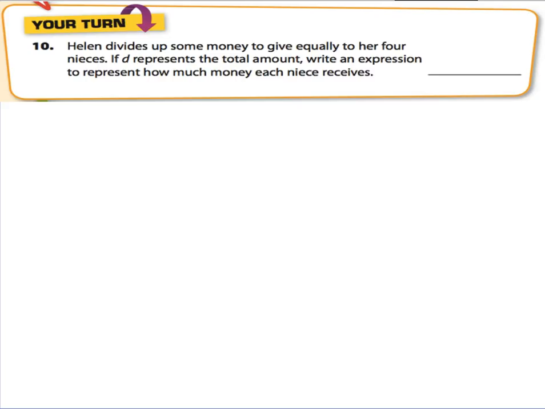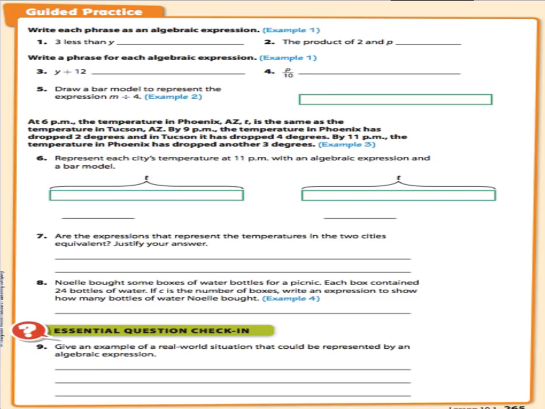All right, so doing this, you are going to write an expression to represent how much money each niece receives. And you know that Helen divides, so that tells you right off the bat you're going to divide, and she wants it equally for her 4 nieces. If D represents the total amount, write the expression. The expression is D divided by 4. All right, that is it.